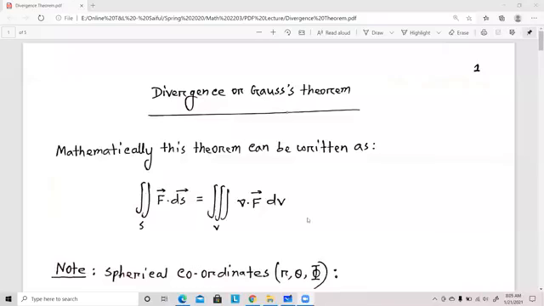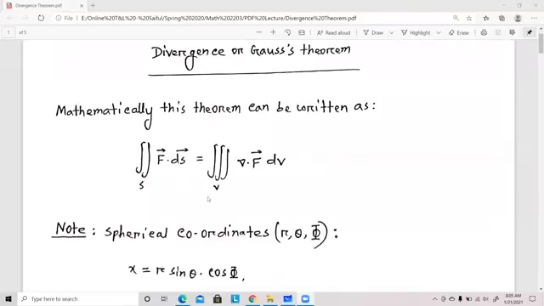So divergence or Gauss's theorem. And mathematically this theorem can be written as this: surface integral of f dot ds equal to volume integral of del dot f dv. Okay. So what's the application of this theorem, divergence or Gauss's theorem?